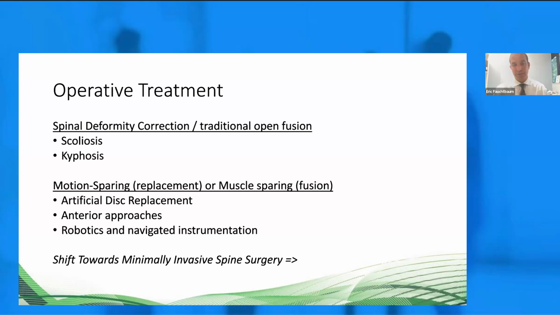In my practice, I've shifted towards more minimally invasive techniques, and these include motion sparing techniques such as artificial disc replacement in the cervical or lumbar spine, or muscle sparing techniques towards fusion, which include a combination of anterior approaches to fusion or the use of robotics and CT guided navigated instruments and procedures for the posterior spine, which allows us to do the same thing as open surgeries, but through smaller incisions without traumatizing the muscle.